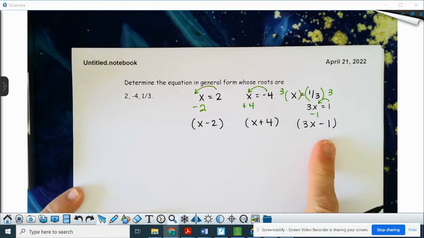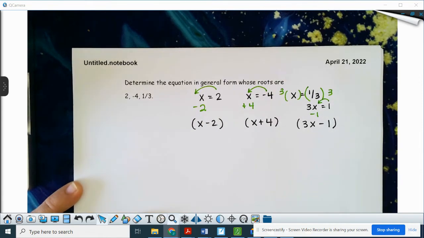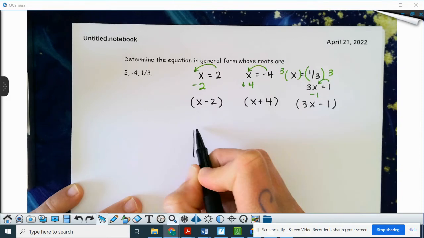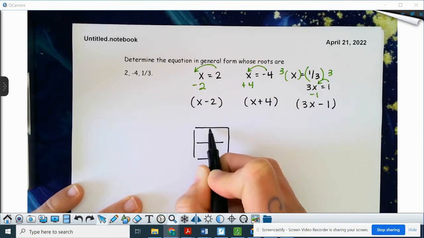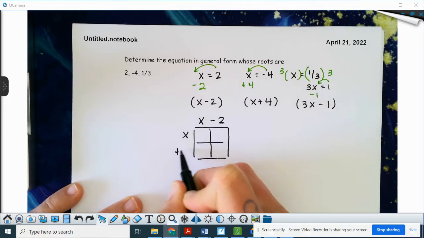This is factored form. If they want it in general form, 9 times out of 10, they do not care that you can write it in factor form. They want you to actually continue going and push through, especially on your EOC questions. So you can do box method, you can do FOIL, you can do whichever way makes sense for you to multiply these. So x minus 2, x plus 4.